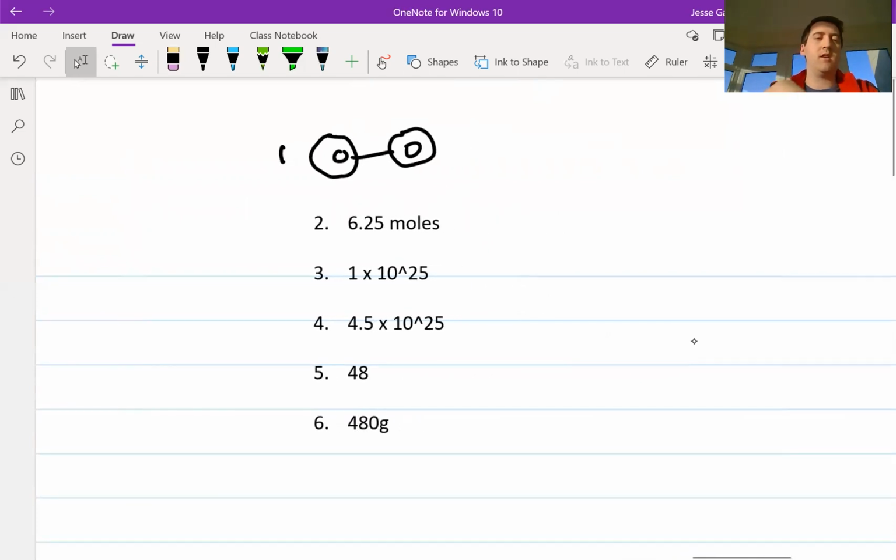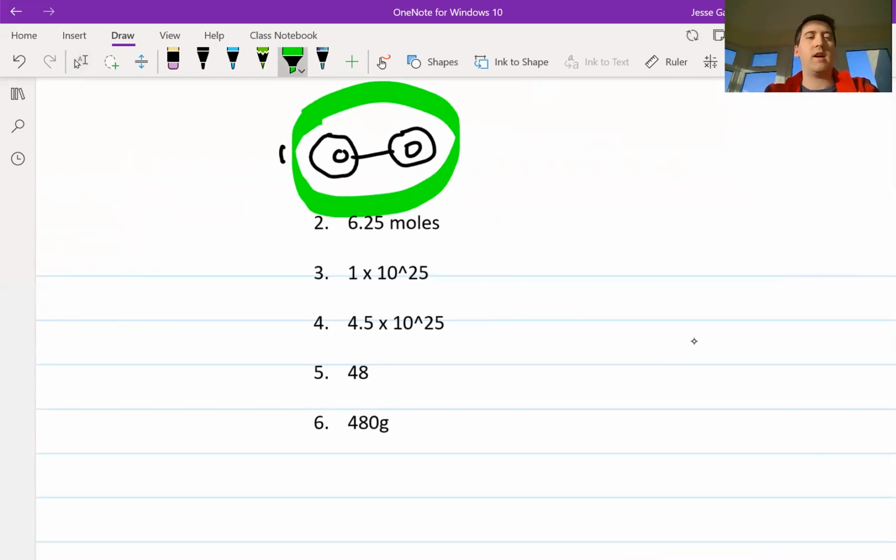Here's number 1. Here is a molecule of O2. Technically, that's actually not perfectly correct. It should be O with 2 lines in between. But that doesn't really matter for this purpose. It's just 2 atoms of oxygen joined together.